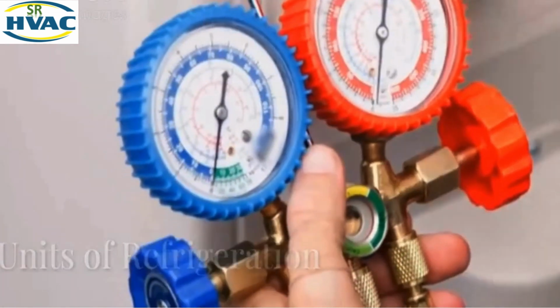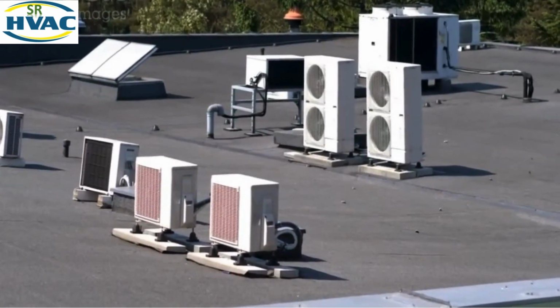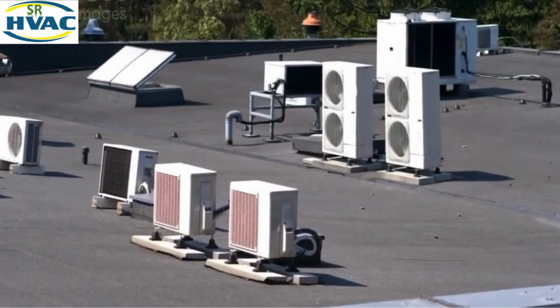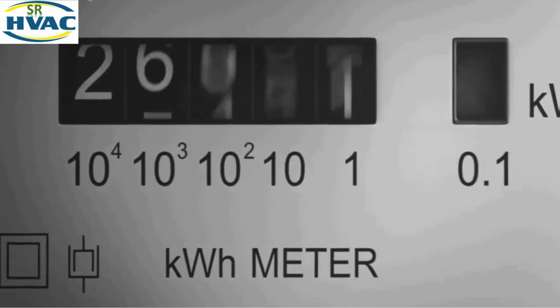Now let's talk about the different units we use to measure refrigeration. While 1 ton of refrigeration is the most common, it's not the only way we can express cooling power. 1 ton of refrigeration to kilowatts. 1 ton of refrigeration equals approximately 3.517 kilowatts. 1 ton of refrigeration to BTU per hour. 1 ton of refrigeration equals 12,000 BTU per hour. 1 ton of refrigeration to kilocalories per hour. 1 ton of refrigeration equals 3,024 kilocalories per hour. 1 ton of refrigeration to kilojoules per minute. 1 ton of refrigeration equals 211.02 kilojoules per minute.